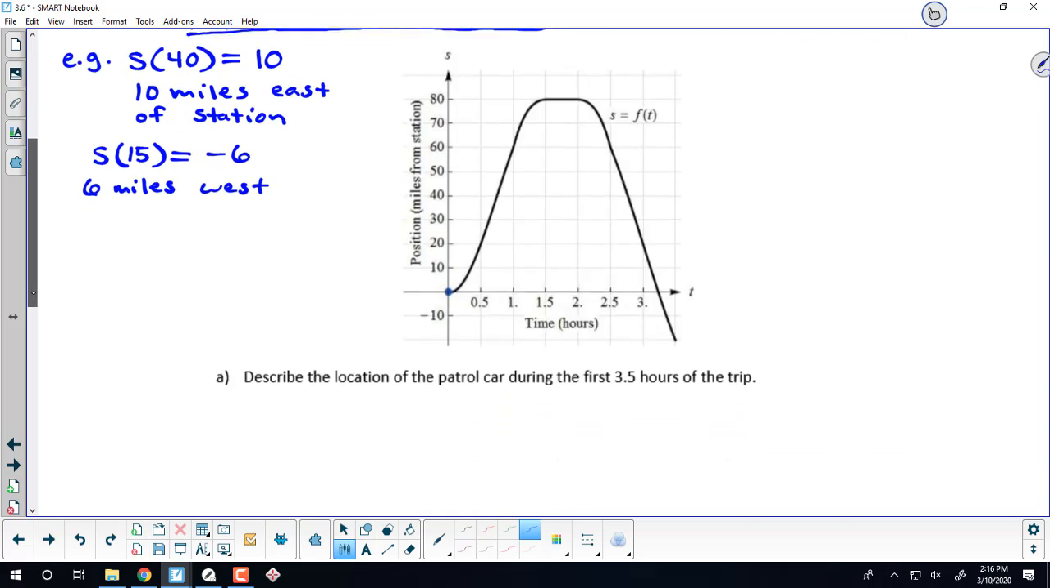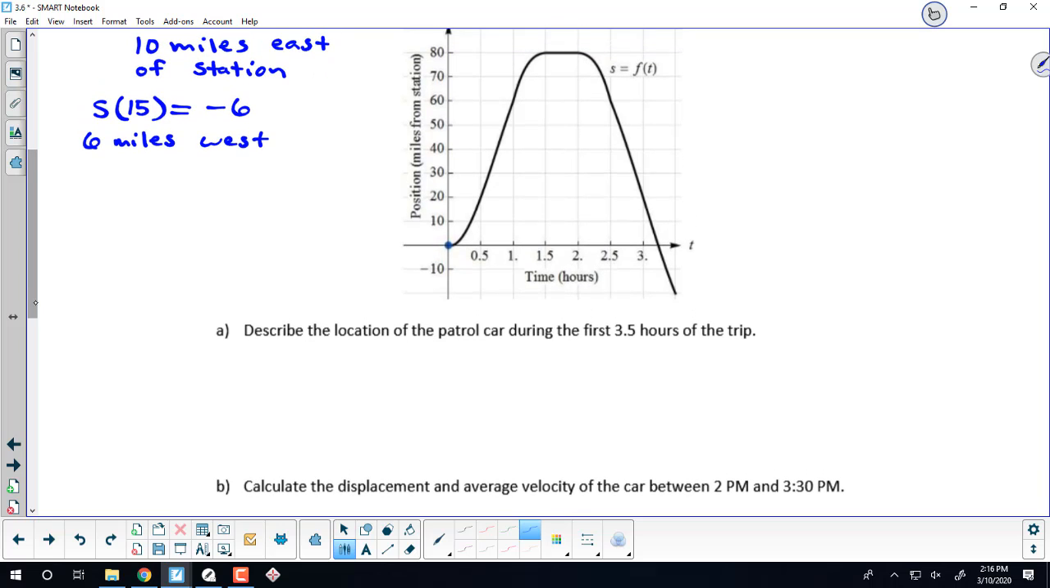We want to answer a few questions. Part A: describe the location of the patrol car during the first 3.5 hours of the trip. And here's 3.5 hours after noon. So what's happening at that point? Where is that person? At the station, right? That's given to us. They start out at the station. So we're just going to write that. Starts at the station.